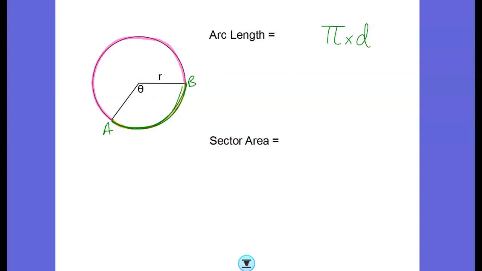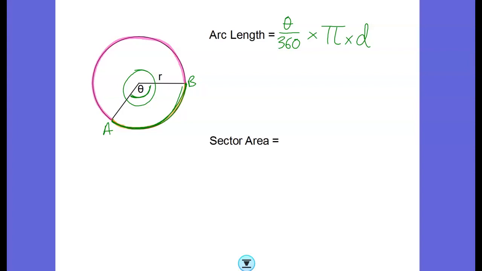I've got a fraction of that circumference, and that fraction is theta out of the whole circle. So whatever my angle is, divide that by 360 and times it by the length of the circumference. That's it. Theta over 360 times pi d. That is how to calculate an arc length.